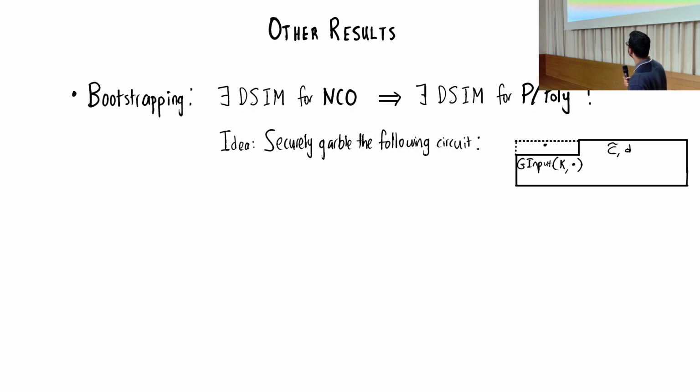Great. The idea here is actually quite interesting. You garble a garbling scheme, hence the term bootstrapping. And you can do that because the big K, the key to your wire labels, remains hidden inside the circuit when we garble with DSIM.